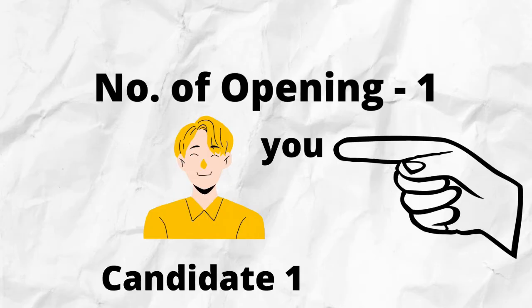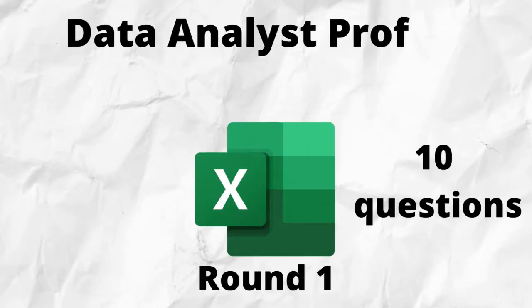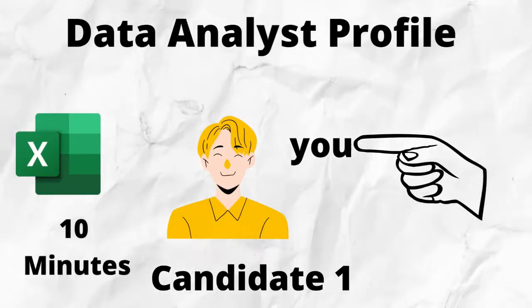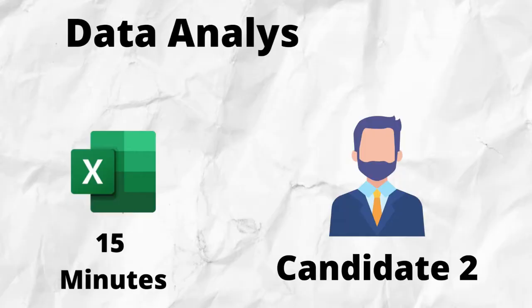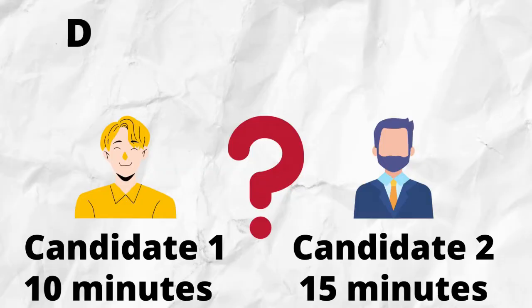In round one, which would be completely on Microsoft Excel, they would be giving 10 questions each to both the candidates. Let's say you are solving the same 10 questions in around 10 minutes and the other candidate has solved the same questions in around 15 minutes, and we would consider the concepts and the formulas which you have used and the other candidate has used to be approximately the same. Now what do you think, who would be selected?